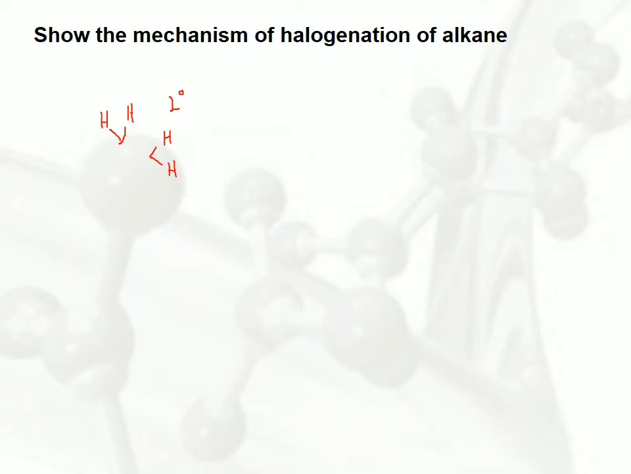Here is another example of the mechanism of halogenation. The structure is a ring, so it is cyclohexane. For cyclohexane, all the hydrogens are also equivalent. Each carbon has two hydrogens. Here each carbon is a secondary carbon, so all our hydrogens are secondary hydrogens.